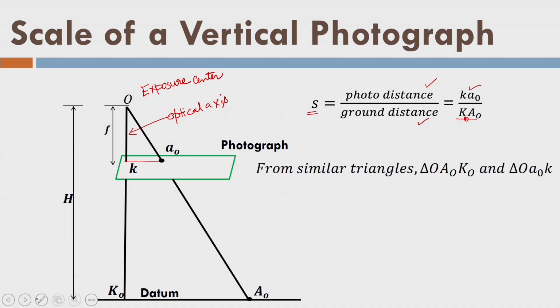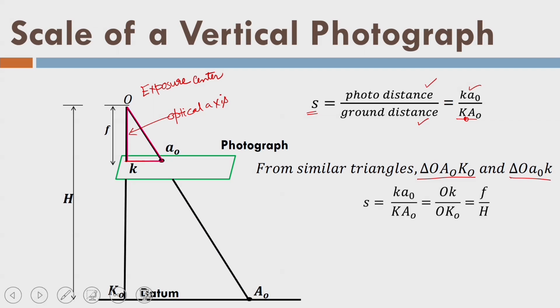Let us use simple mathematics of similar triangles. First is this triangle and second is this triangle. So, the bigger triangle is shown by blue color and the small triangle shown by the red color. So, what about scale? It is Ok divided by OK0. The ratio of this distance and this distance is equal to the ratio of focal length and this flying height, this distance, and that is written here.